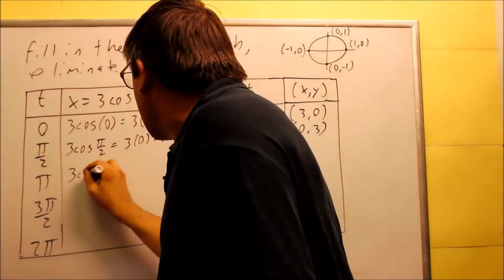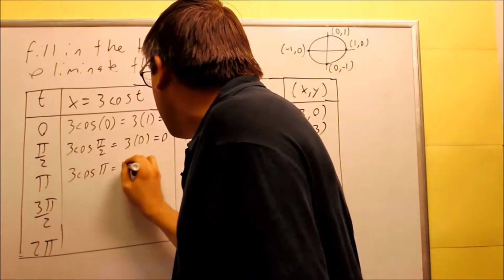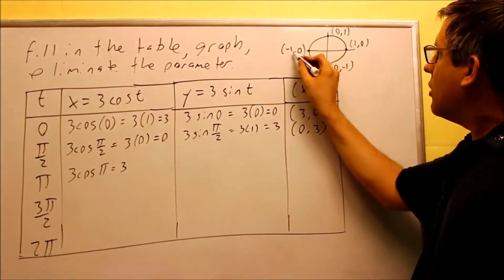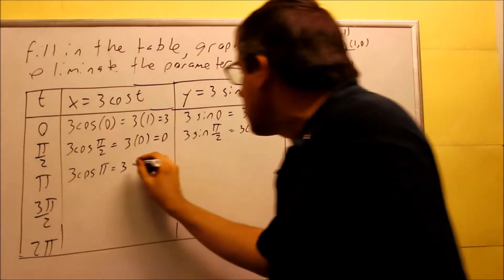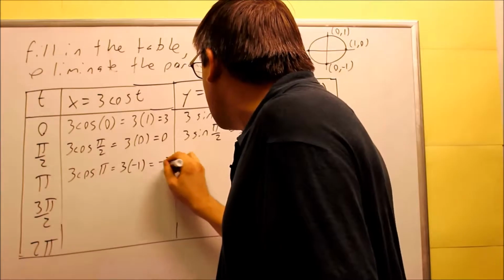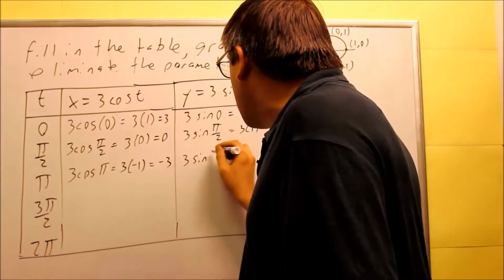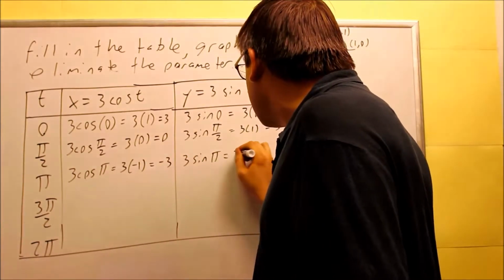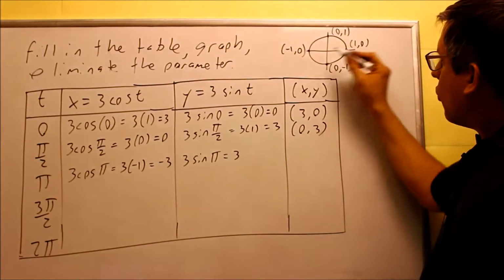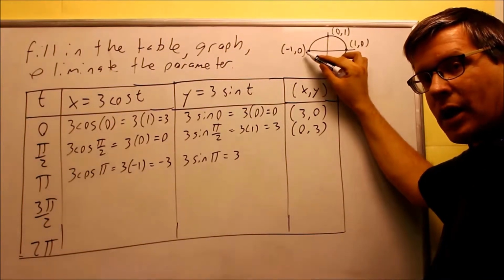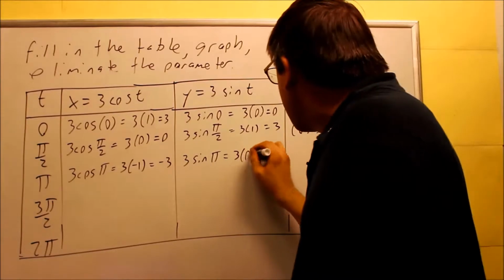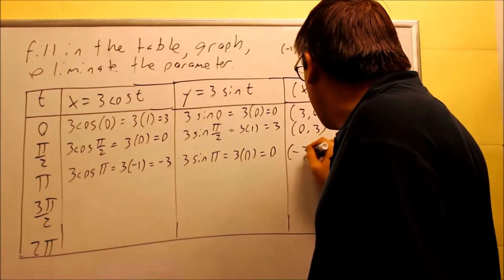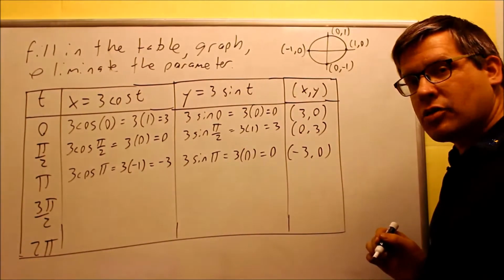Then I have 3 cosine pi. At pi, that's 180 degrees. The x-coordinate there is negative 1. So 3 times negative 1 is negative 3. Then I'm going to do 3 sine of pi, which is the y value at pi. So that's going to be 0. So 3 times 0 equals 0 there. So negative 3 comma 0 is the next one.